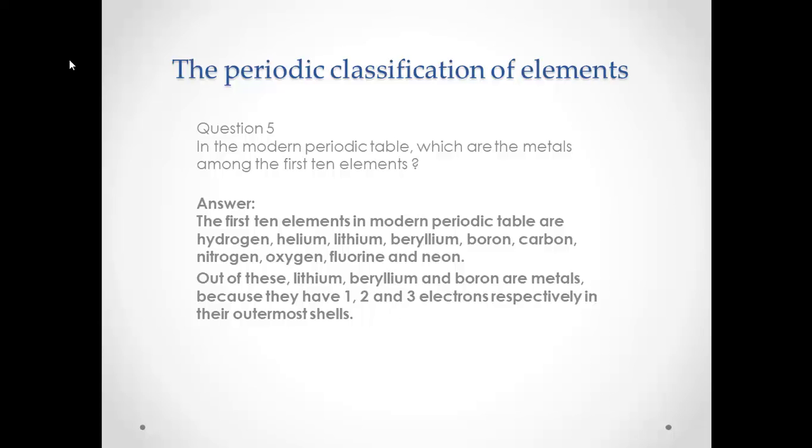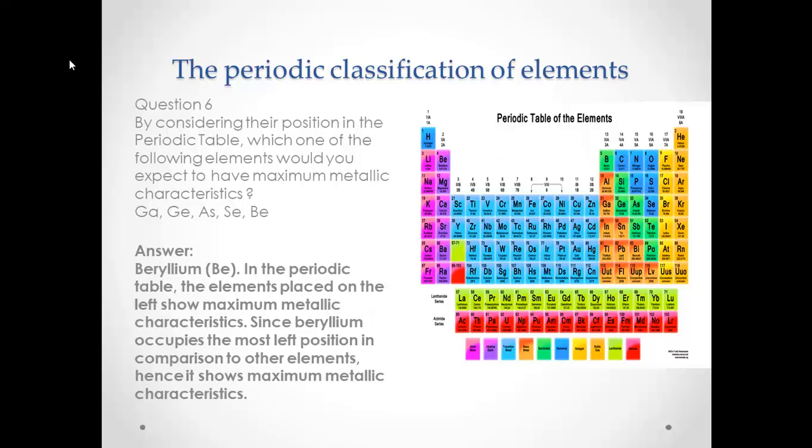We'll move to question number 6, which is the last question. Question number 6 is, by considering their position in the periodic table, which one of the following elements would you expect to have maximum metallic characteristics? So we know in the structure of the periodic table, first group, second group and all the transition elements, the orange colored elements, are metals, and the green colored zigzag line is semi-metals, and all of them after the semi-metals are non-metals. So the number of non-metals is very small in the periodic table. Okay. Now here the question is, which has the maximum metallic character?